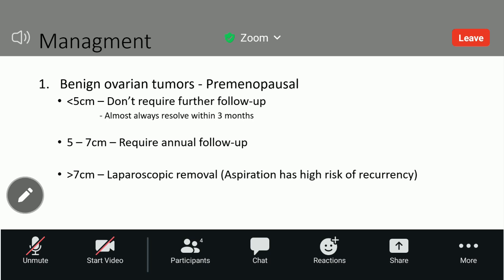Then we will come to the management of all the ovarian tumors. Up to now, okay? Yes, okay.